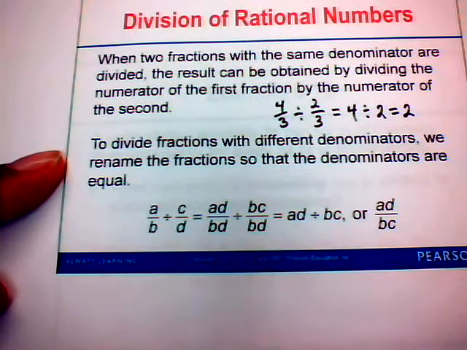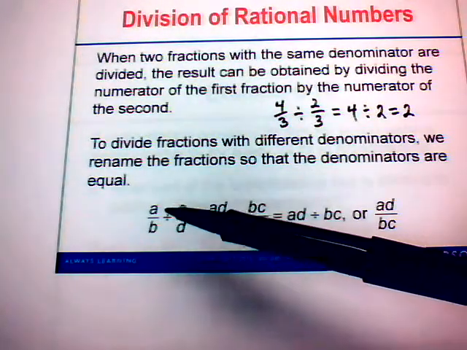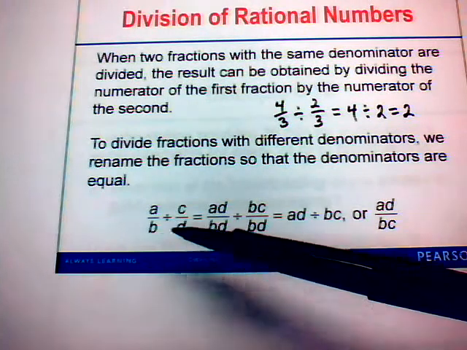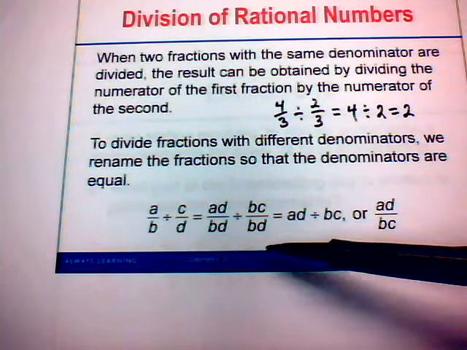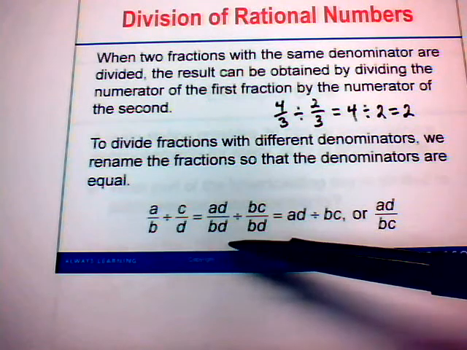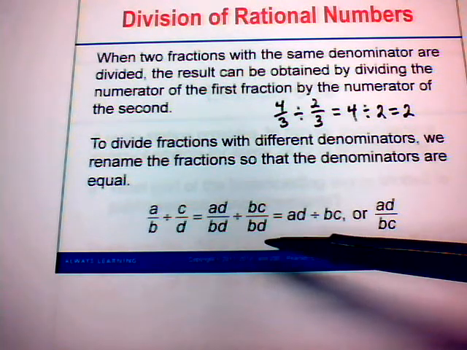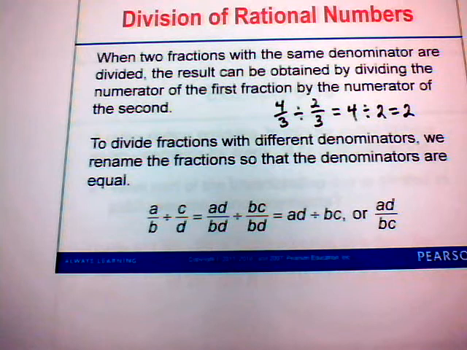Okay. Now to divide fractions with different denominators, we rename the fractions so that the denominators are equal. And here is an algebraic representation of a over b divided by c over d. If you take the denominators, b and d, just multiply them together and come up with their equivalent fractions, you're going to get AD over BD divided by BC over BD. Now the denominators are the same, so you just do AD divided by BC. Or you can write that as AD over BC.